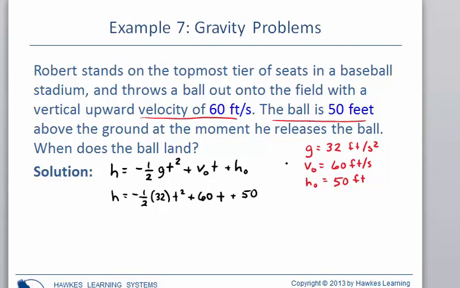Now the question is asking us, when does the ball land? So the question is asking us to find the t standing for the time. So what are we going to put in for the h? When the ball lands, the h, the height above the ground, is going to be 0. So I am going to set this equation equal to 0, and we'll do a little simplifying as I go. Half of 32 is 16, so I'll have negative 16t squared plus 60t plus 50. And this is the formula that I'm going to work at solving.